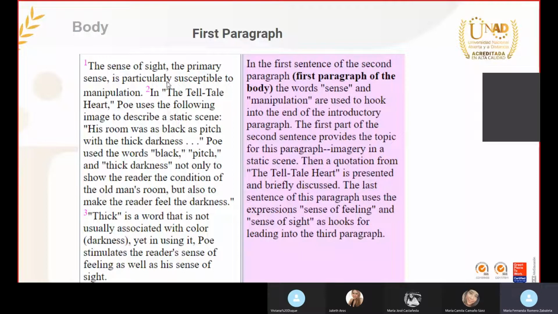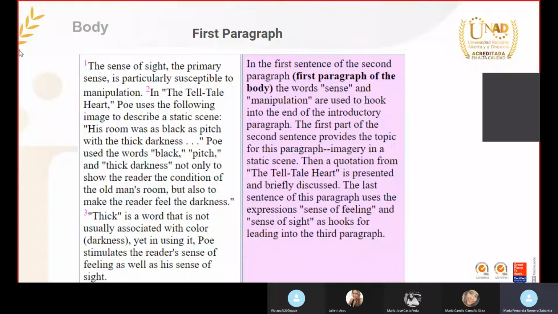He used those words to lead into the topic of this paragraph. So he is going to explain now how Paul uses this sense of sight to manipulate the senses of the reader. So in the Telltale Heart, Paul uses the following image to describe a static scene. Now here is the topic, the static scene. You remember that it was in the thesis statement? It is the first part of the thesis statement, the first thing he is going to discuss to support his main idea.